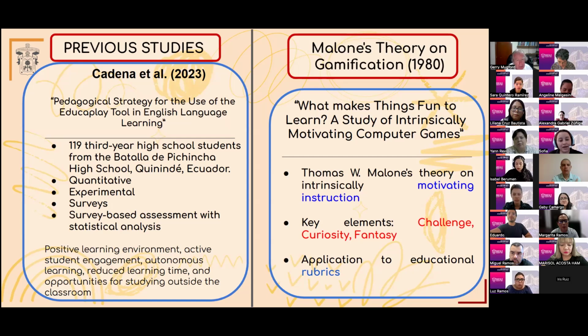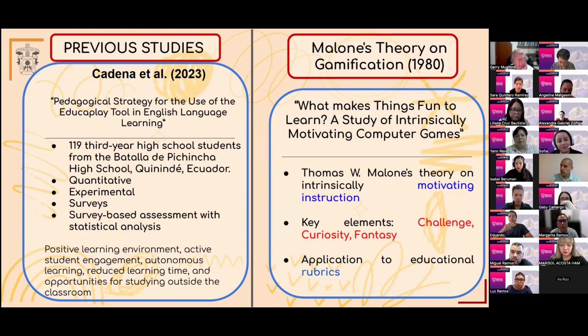On the other hand, we had a study more related to this topic. Cadena, in their study, used the EducaPlay platform to teach English language to 119 university students from Ecuador. In their quantitative experimental study using surveys and statistical analysis, they found a positive learning environment, active engagement, and a reduced learning time. Well, these were just some of the previous studies from my literature review.